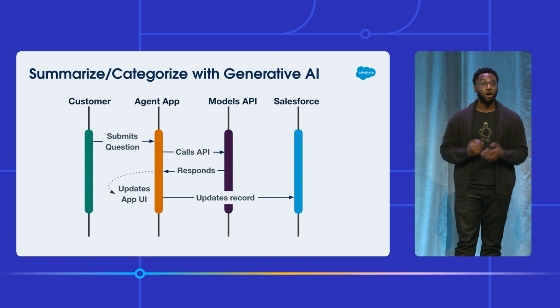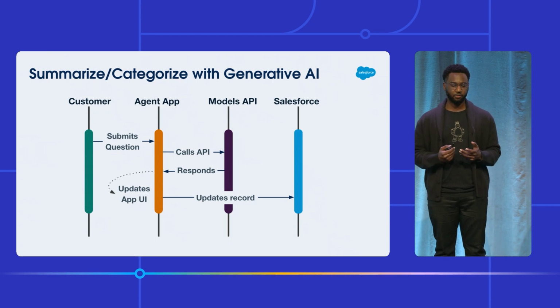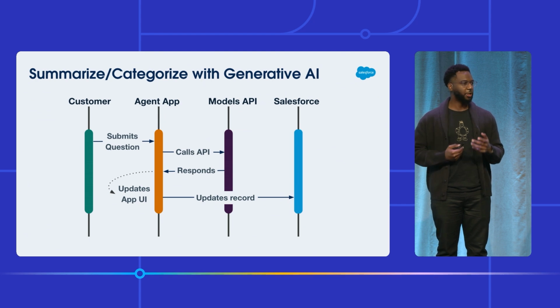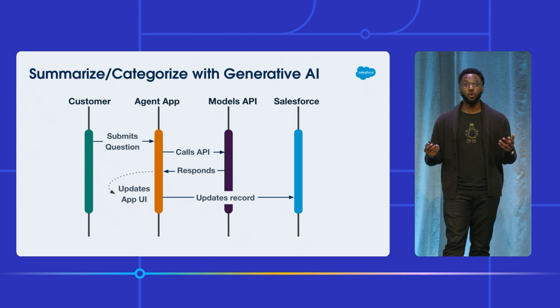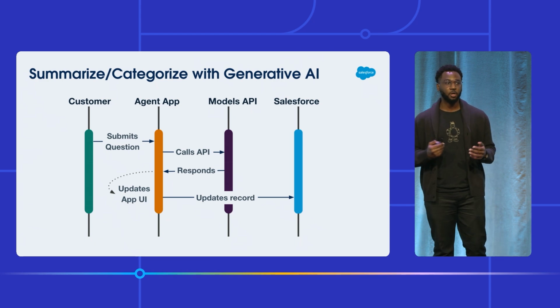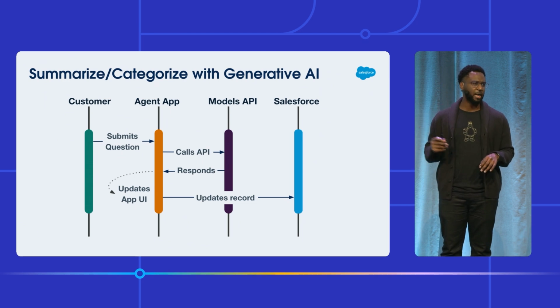Now, the architecture for this setup is a little bit more complex, but it's still pretty straightforward. It's still one API call. But let's walk through how it works. Your customer is going to submit a question. This is how it works for OpenAI and Gemini and all these other chatbots.